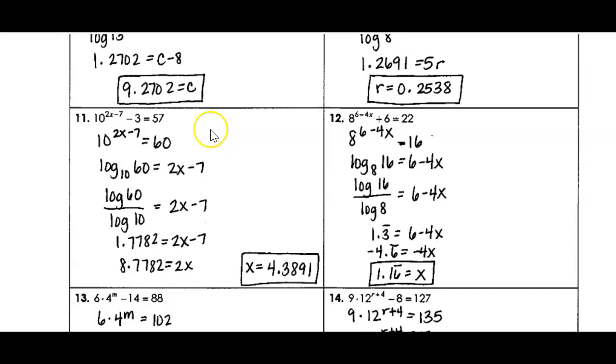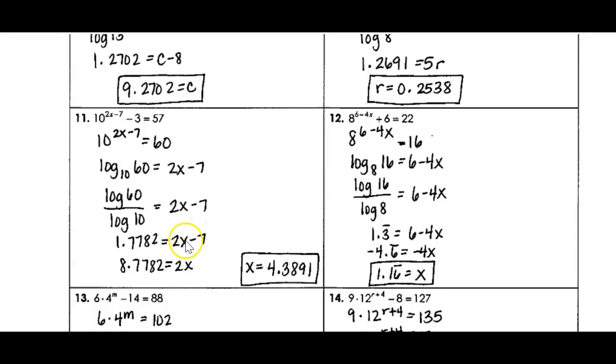All right, for number 11, adding 3 first. Now I have a log with a base 10. Base 10 and 60. If you have a log with a base 10, you really don't need to do this step here, because log base 10 is what your calculator does when you press the log key anyway. So you could just type log 60, add 7, and divide 2, and do things in that order. But if you're in the habit of making a calculator-ready fraction, that's totally fine.